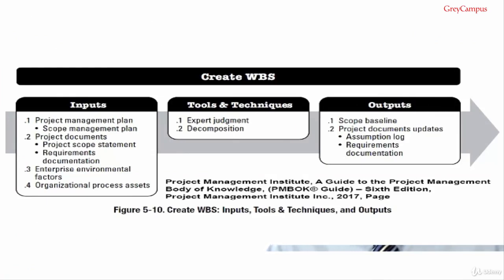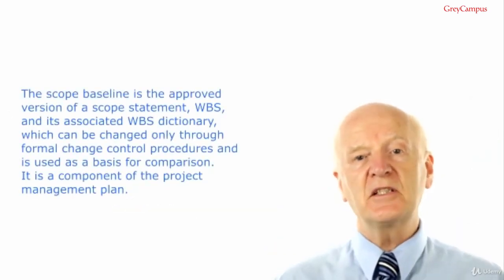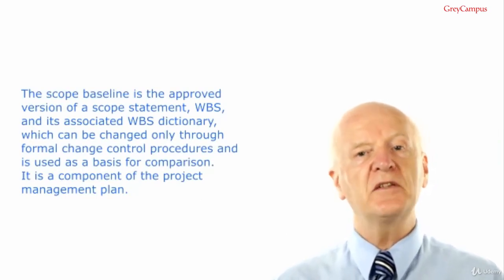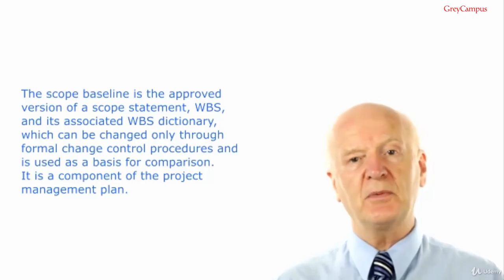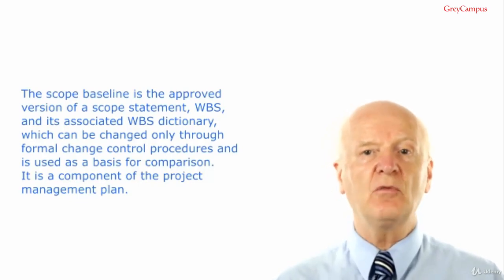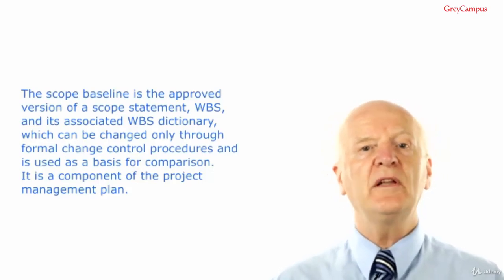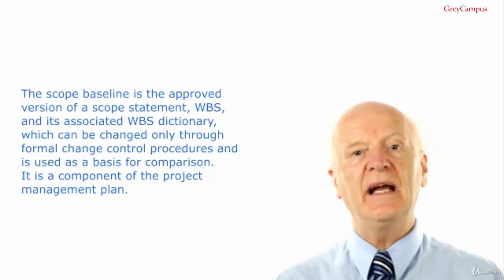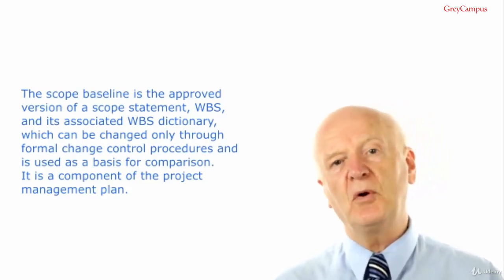Output number 1 is the scope baseline. Important term for the examination, scope baseline. The scope baseline is a combination of 3 things. It is the approved version of the scope statement, the work breakdown structure, and its associated work breakdown structure dictionary, which can be changed only through formal change control and is used as a basis for comparison. It is a component of the project management plan.